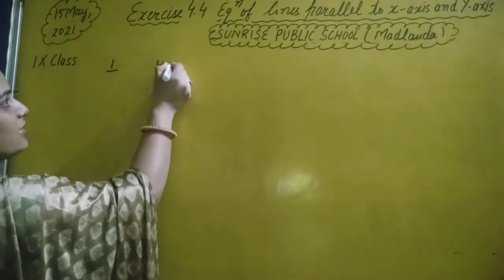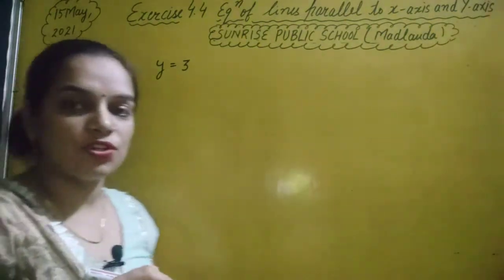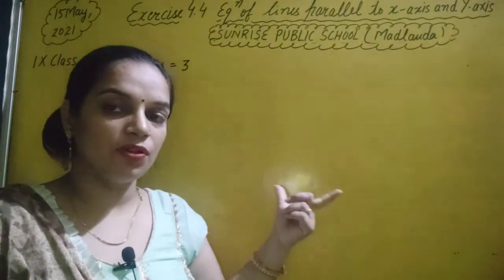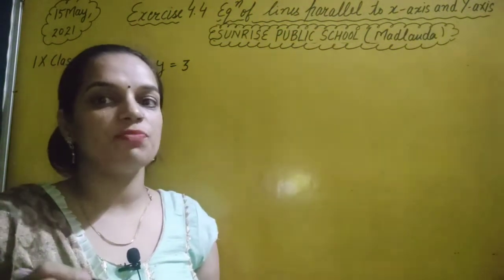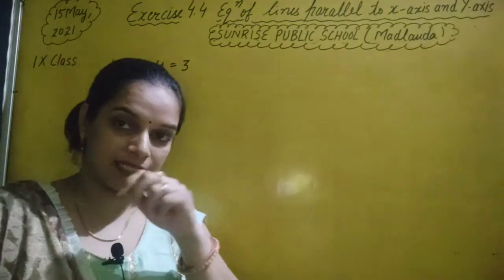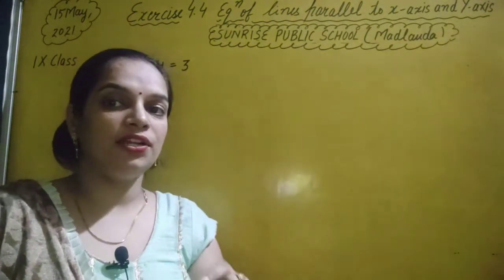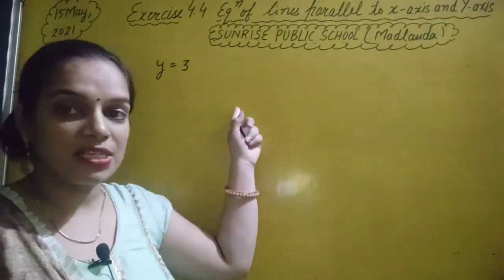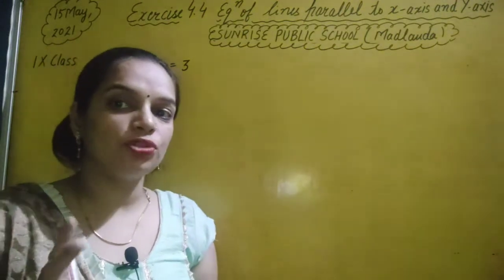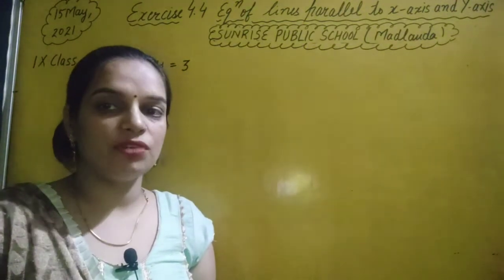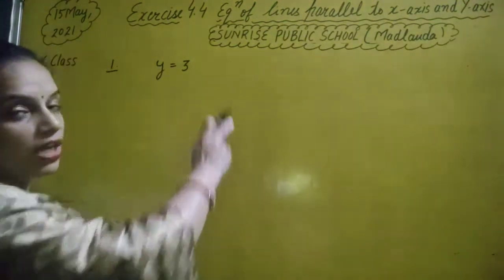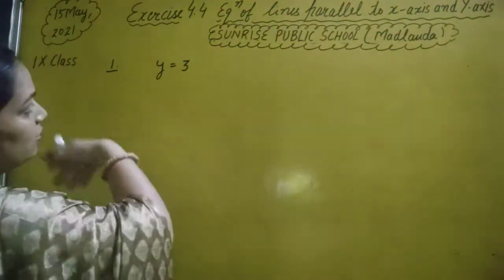that is y is equal to 3. This is the equation in one variable and we have to represent it as one variable on the number line, means we have to give its geometrical representation. आपको क्या करना है, इसकी geometrical representation देनी है on the x-axis, means on the number line, and you have to give its geometrical representation as two variables in the Cartesian plane. तो आप इसको दो तरह से represent करेंगे. First representation will be on the number line as one variable and second representation will be on the Cartesian plane as two variables.